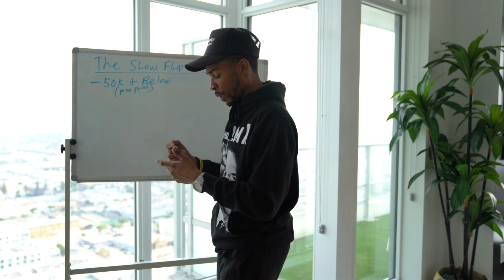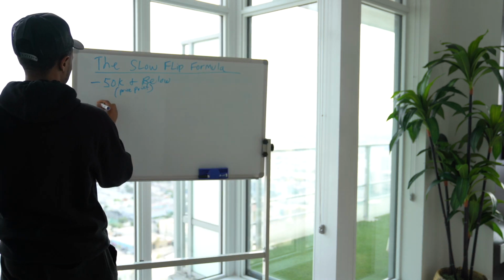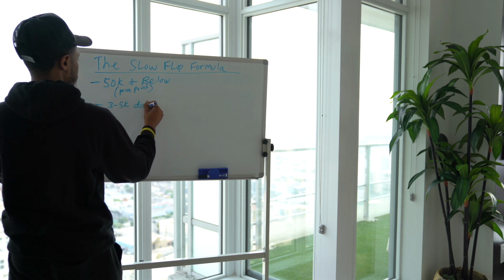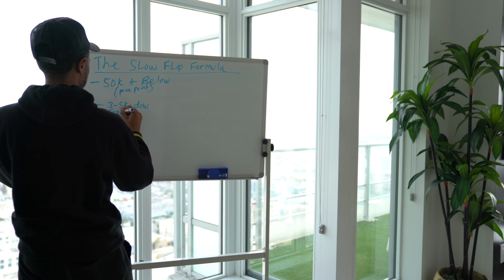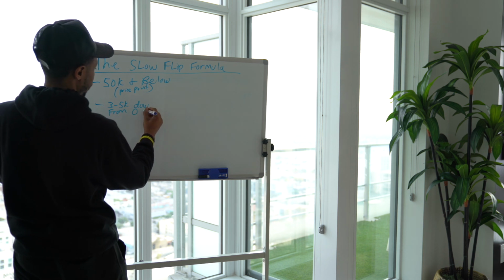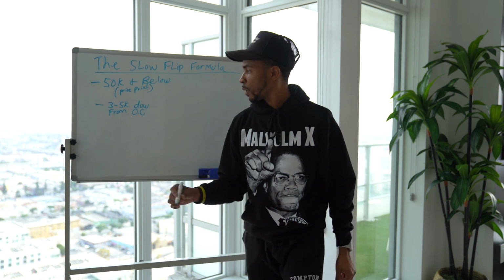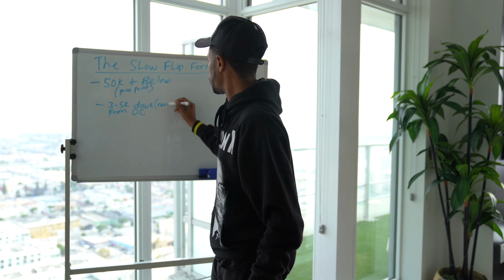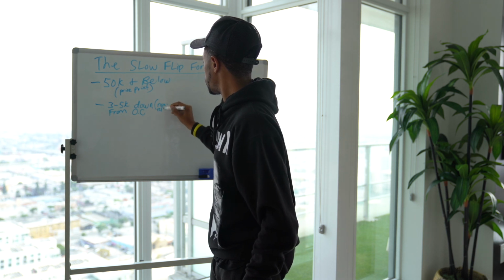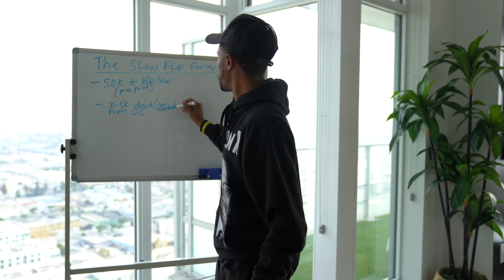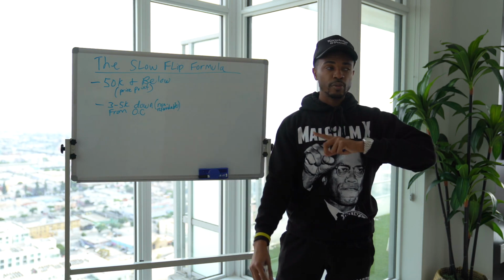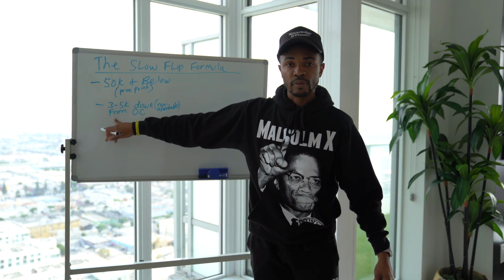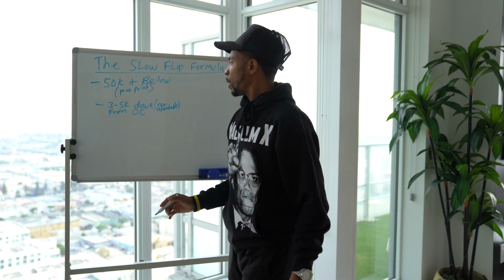Secondly, I'm usually getting 3 to 5K down from the OC. OC means owner occupant. So 3 to 5K down, non-refundable. They will never get that back. So if they walk away two or three years later, or even three months later, and say, hey, this property ain't for me, we got 3 to 5K down up front. That's tax free.